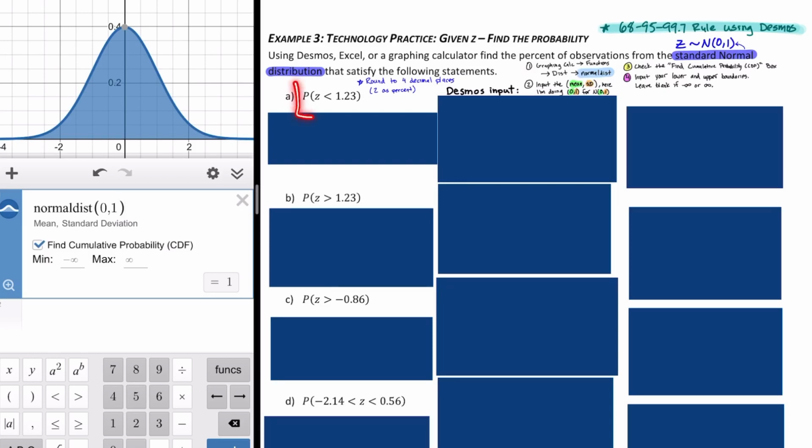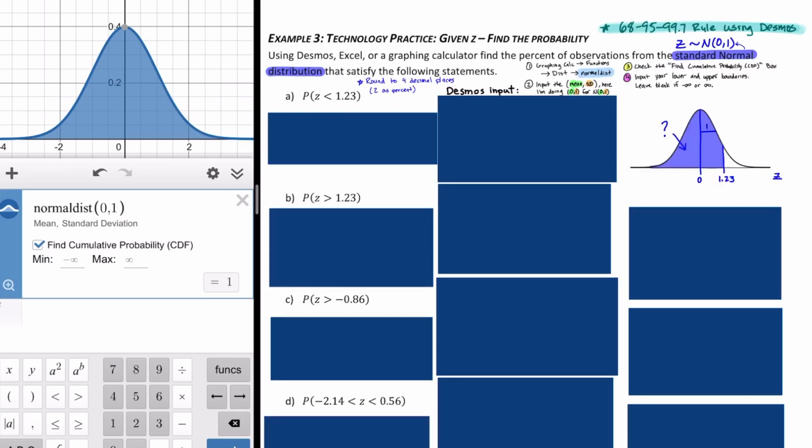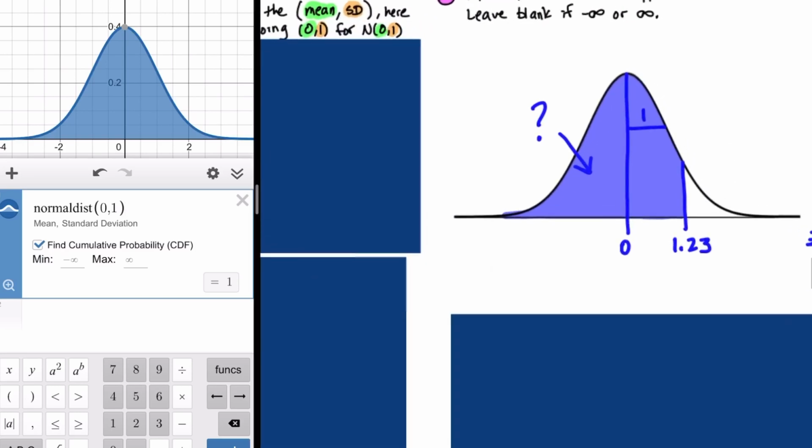Letter A, we want to find the probability that z is less than 1.23. And so we're going to first draw the picture. It's always a good idea to draw the picture every time you do one of these. So in my picture, I have my mean labeled at 0 and my standard deviation of 1. And then I'm going to put where 1.23 would be on the scale. Just a reminder, if this is 0, and I go up 1 standard deviation, that's 1, that's about 2, that's about 3. So you can just estimate where 1.23 is.